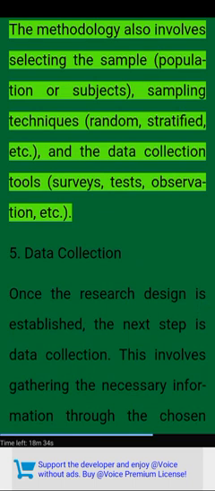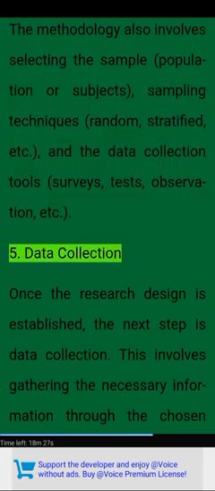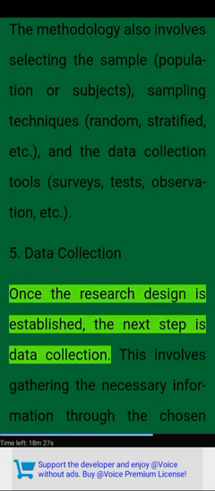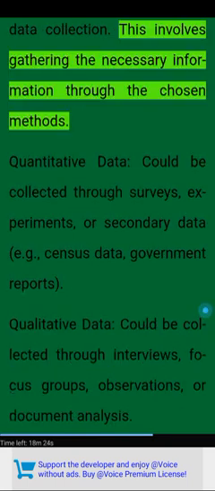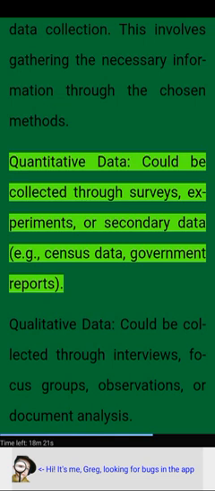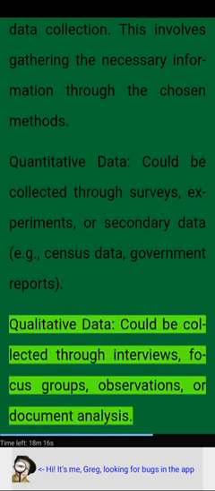The methodology also involves selecting the sample population or subjects, sampling techniques (random, stratified, etc.), and the data collection tools (surveys, tests, observation, etc.). 5. Data collection. Once the research design is established, the next step is data collection. This involves gathering the necessary information through the chosen methods. Quantitative data could be collected through surveys, experiments, or secondary data, e.g., census data, government reports. Qualitative data could be collected through interviews, focus groups, observations, or document analysis.